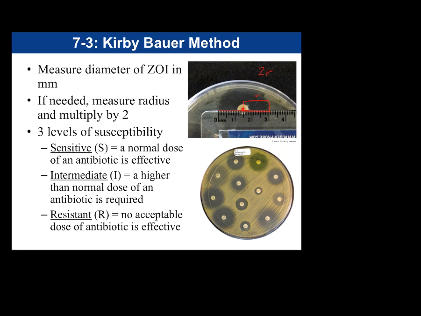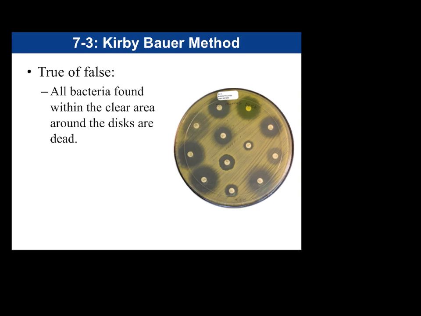So the definition of sensitive is that a normal dose of that antibiotic is going to be effective. So the dose that is provided on the disc is the dose in which the bacteria is sensitive. Something that's intermediate means that if you're going to use that antibiotic, a higher than normal dose is required. And then something that is resistant means that that antibiotic is no longer effective against that particular species of organism.